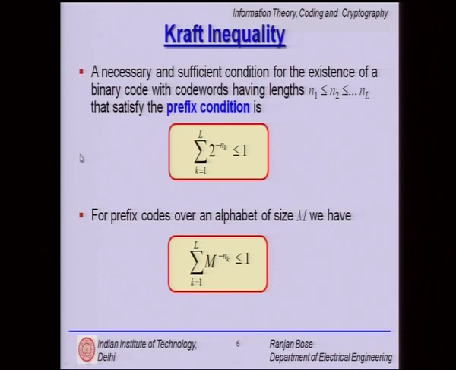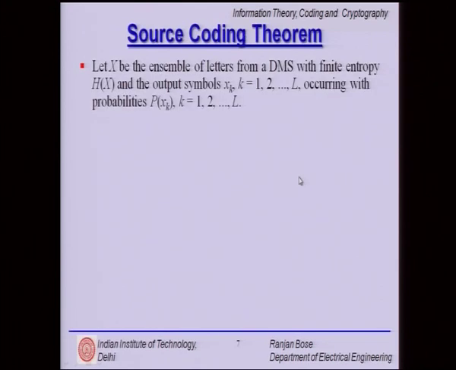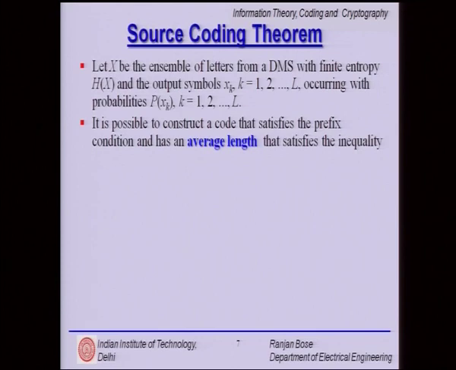We observed in the previous class the Kraft inequality, which is shown as follows: summation k equal to 1 through L, 2 to the power minus n_k, less than or equal to 1. This is a condition for the prefix condition. Let us look at the source coding theorem that we talked about. Here we have L output symbols from a source. The source has a finite entropy H(X). Now, each of the symbols x_k has an associated probability p(x_k).